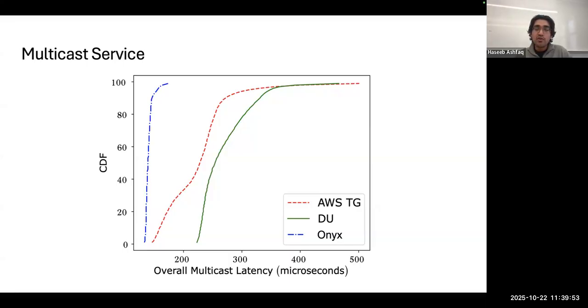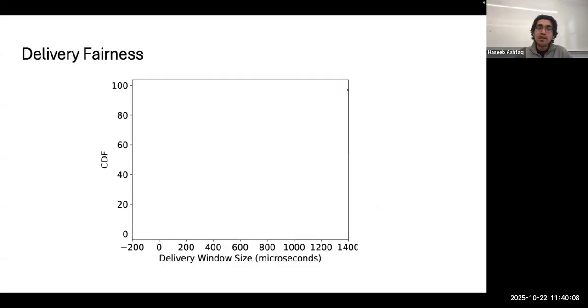But what's more important here is that for Onyx, the CDF is very steep. All the higher percentiles are very similar to the lower percentiles, which shows that we remove a lot of performance and latency variations. And then let's talk about delivery fairness of multicast.